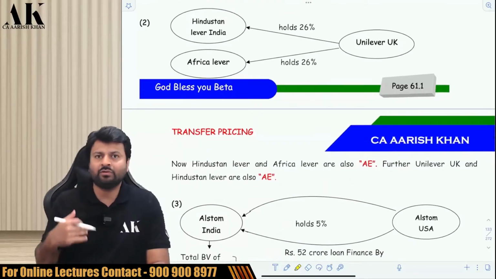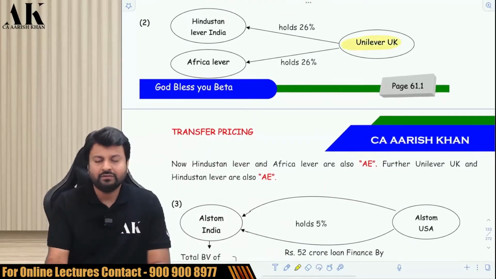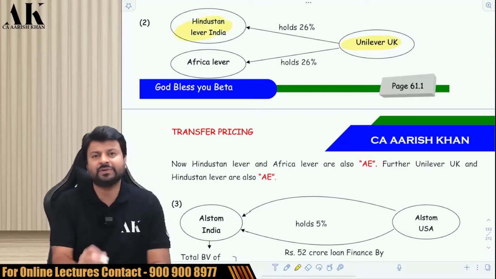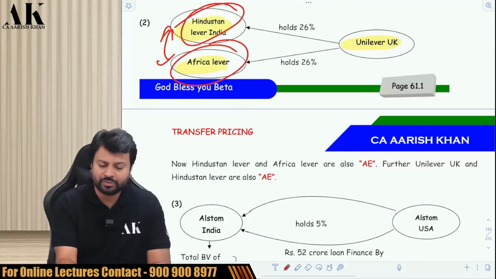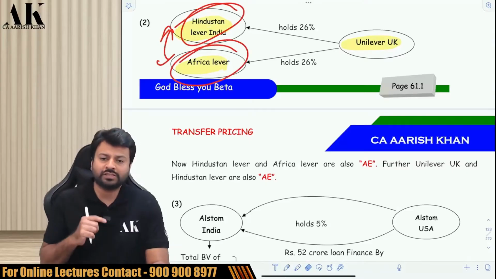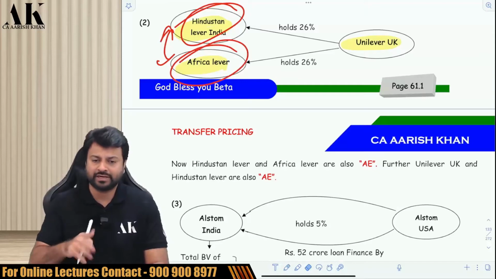Second case, there are around 10-11 cases over here. Second case, when one entity holds 26% of the equity in one entity and 26% of the equity in another entity, then these two entities are also considered to be associate enterprises. Check it please.